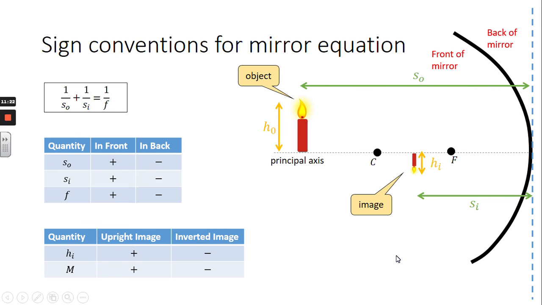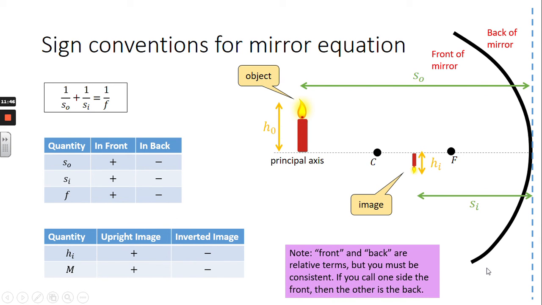Last but not least, your image height is positive if it's upright, and it's negative if it's inverted. And your magnification is positive if the image is upright, and your magnification is negative if the image is inverted. So the sign on the magnification or the sign on the image height tells you if you have an upright or an inverted image. Note, front and back are relative terms, but you must be consistent. If you call one side the front, the other side must be the back.